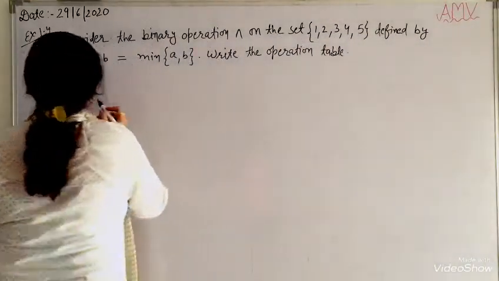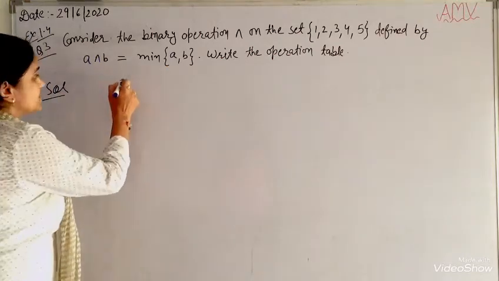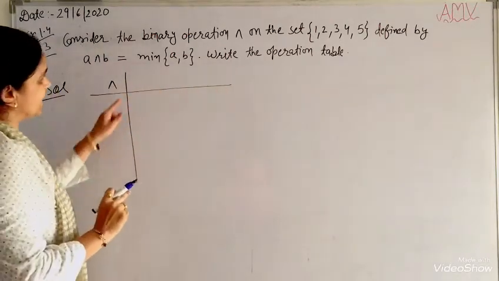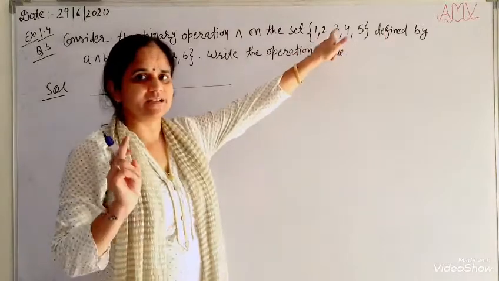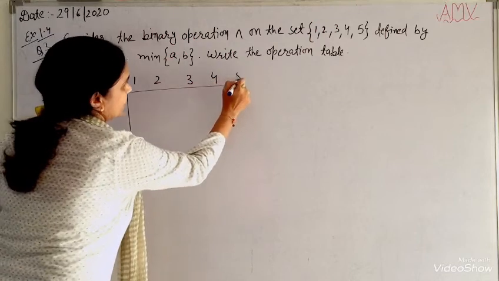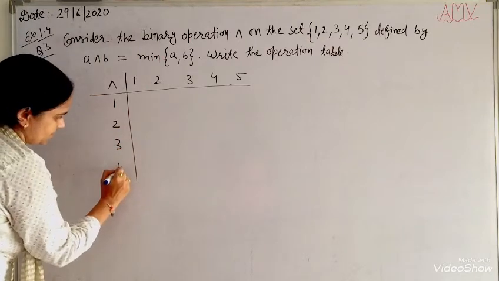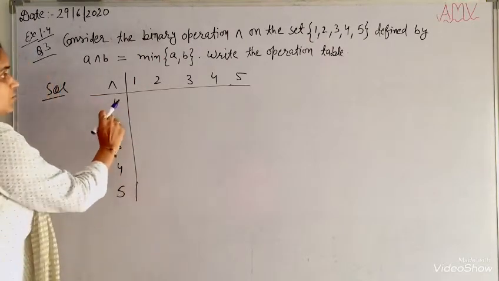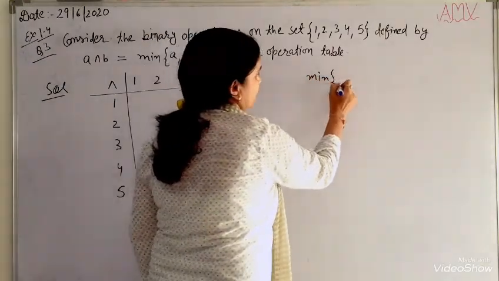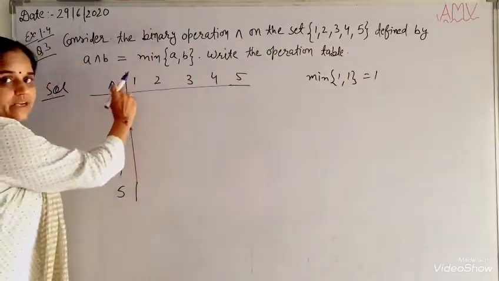So students, for the operation table, first write the given symbol here. Then write the given elements of the set: 1, 2, 3, 4 and 5. The same elements go here: 1, 2, 3, 4 and 5. Now 1 and 1. Find the minimum of 1, 1. It's 1. We are applying the operation.